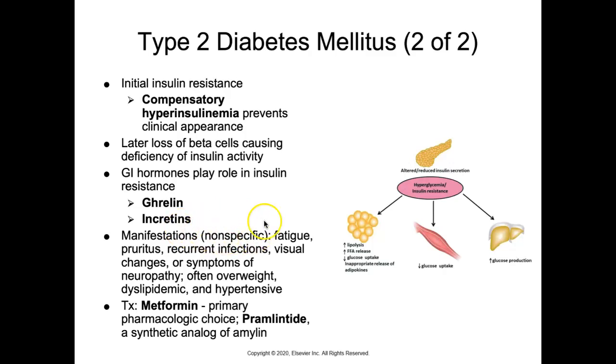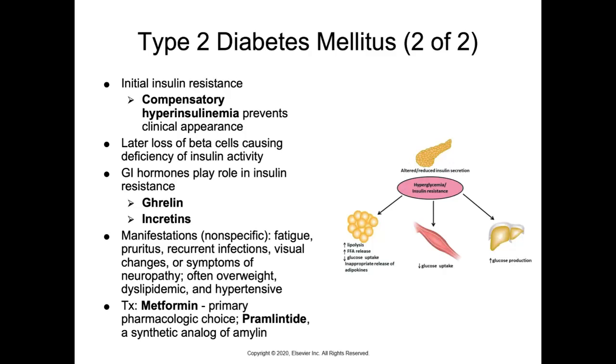Now, our manifestations, these are non-specific, are things like fatigue and pruritus, and this is because having hyperglycemia is going to favor fungal growth, and so that can lead to more itching. Recurrent infections, we've kind of talked about this, where we have a decrease within our immune system response. Visual changes can take place, such as blurred vision, because we have a change within the water balance of the eye. It fluctuates because of our elevated blood glucose levels. We also have symptoms of neuropathy. We're going to talk more about that in a coming slide.